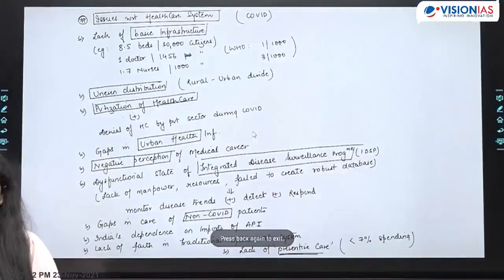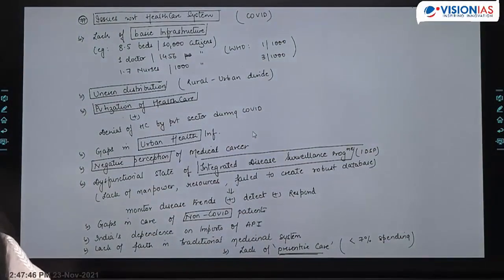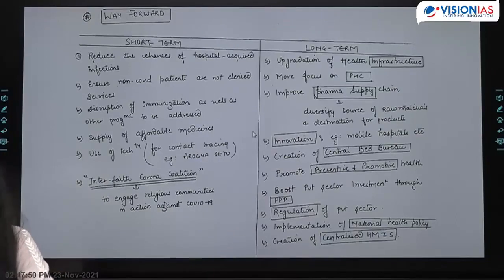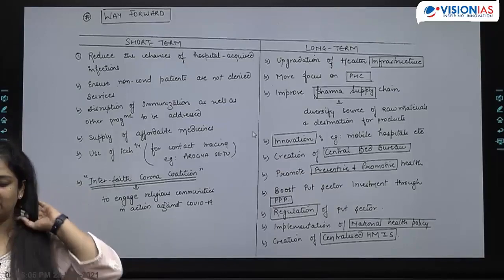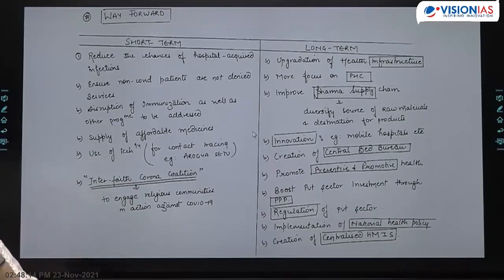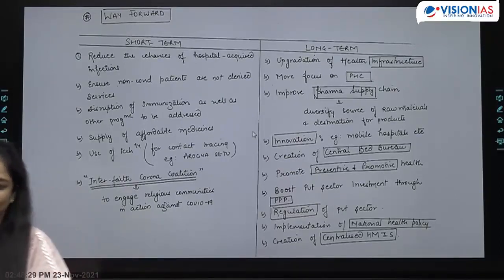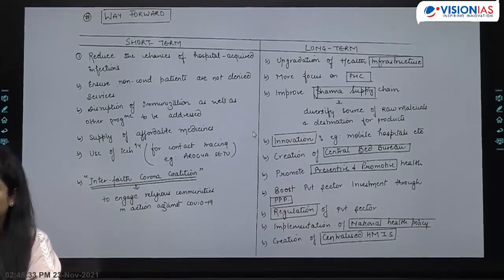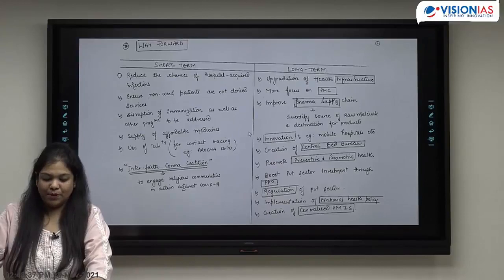Is this clear? Further, the lacunas in the healthcare system got further aggravated during the period of COVID. So this is very specific to the COVID period: what could have been the solution. Obviously, we need to reduce the chances of hospital-acquired infections, ensure that non-COVID patients are not denied services, address the disruption of immunization and other programs, supply affordable medicine, use technology for contact tracing, upgrade health infrastructure, focus more on primary healthcare, and improve the pharma supply chains. Innovations, for example, the concept of mobile hospitals, and creation of a central bed bureau. We didn't even know where beds were available, so a concept of a central bed bureau. Promote preventive and promotive healthcare, boost private sector investment through the PPP model, and regulate the private sector.